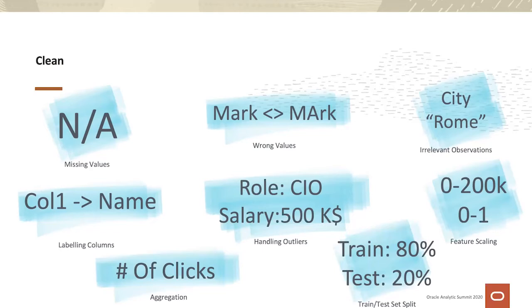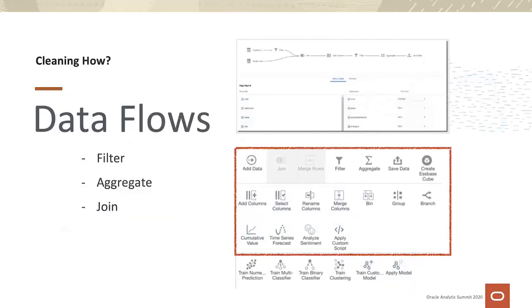So you can understand there is a wide range of stuff that you must understand and clean. How can you do that? OAC, again, has a tool called Data Flows, which allows you to do exactly that. It's a mini ETL tool that allows you to create pipelines and allows you to join several data sets together, to do aggregation, to do filtering, to do transformation.